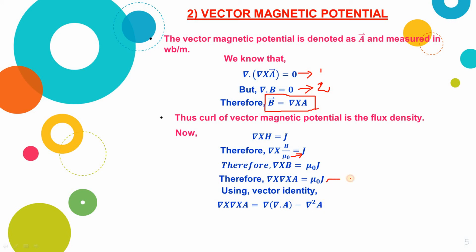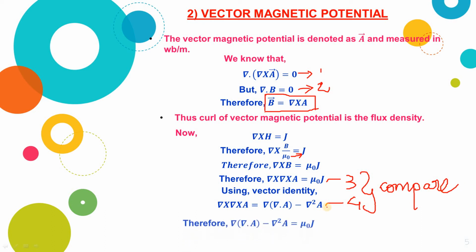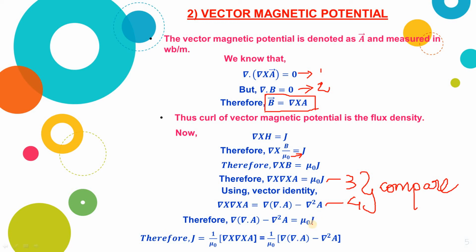Let this be your third equation and let this be your fourth equation. Now compare these two equations. What can we obtain? We can obtain del of del dot A minus del square A is equal to mu naught into J. A beautiful relationship. So what can we obtain from this?